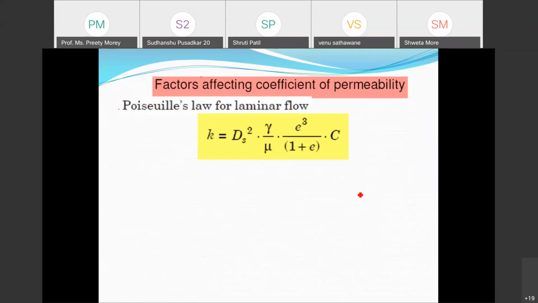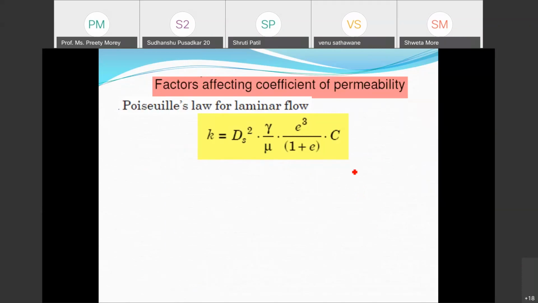for laminar flow. K is equal to Ds square gamma upon mu into e cube upon 1 plus e into C. Now, if I look at this simple equation, I find that this coefficient of permeability K depends upon the diameter of the particles. Ds is the diameter of the particles, gamma is the unit weight, mu is the viscosity, e is the void ratio, C is a constant.